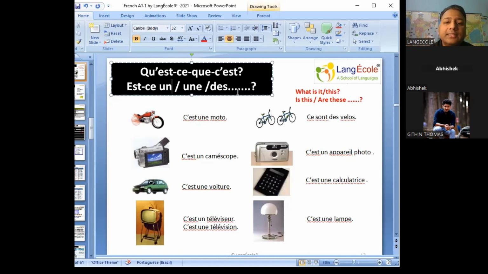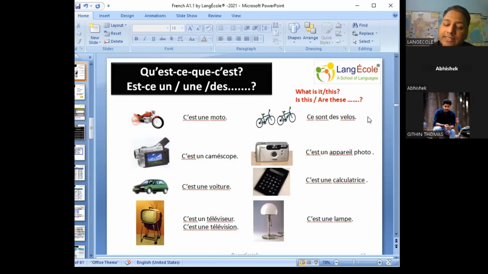So, qu'est-ce que c'est? C'est une moto. Est-ce une moto? Oui, c'est une moto. Right now, let's stay with these two questions and the affirmative answer. The negative one we will learn later on. In the plural form, ce sont des vélos. Qu'est-ce que c'est? Ce sont des vélos. So, what are these? These are cycles, or bicycles.